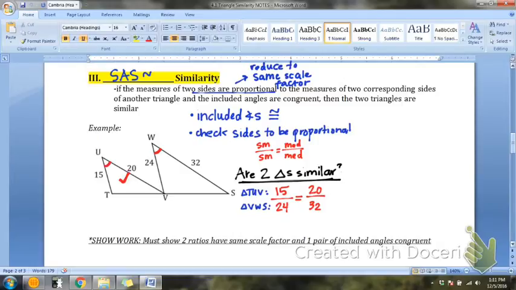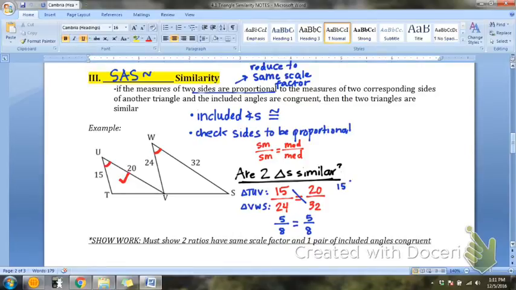Does 15 over 24 reduce to 20 over 32? They both reduce, okay? But if you are not strong with division, a way that you can check this is you can cross multiply. So if you are great with reducing fractions, this first one reduces to 5/8 if you divide both of those numbers by 3. The second one reduces each one by 4, which also gives you 5/8. But if you're not strong with reducing fractions, let's check. Let's cross multiply. We should get the same number.